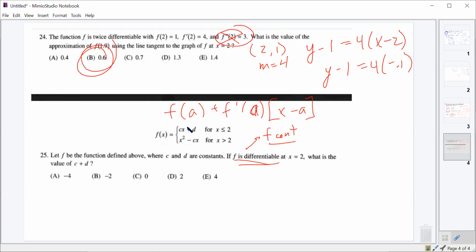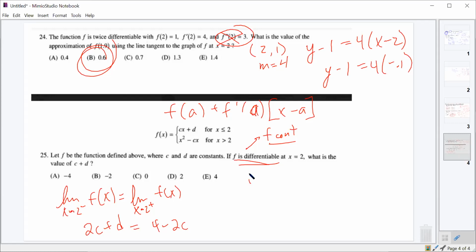So if it's continuous, it means that the limit from the left must equal the limit from the right. So the limit as x approaches 2 from the left of f needs to equal the limit as x approaches 2 from the right of f of x. And if we remember anything about limits, the first thing you should do is just plug in the 2. So the limit from the left is 2c plus d, and from the right, it should be 4 minus 2c. So we should have that as our first equation.